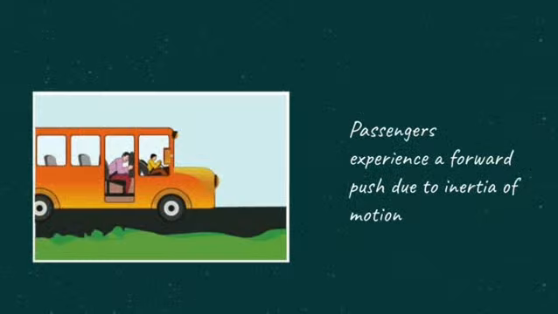Similarly, if the bus is moving and suddenly the bus stops, the passengers experience a forward push, and that is due to the inertia of motion. That means when we are traveling in the bus, we are in motion with the bus, and suddenly when the bus stops, we try to stay in motion, because of which we move forward, and that is inertia of motion.